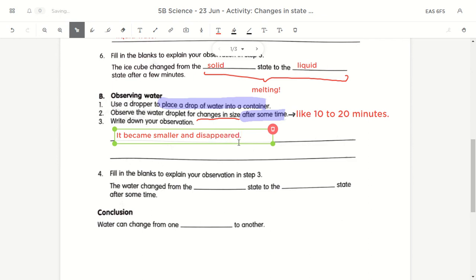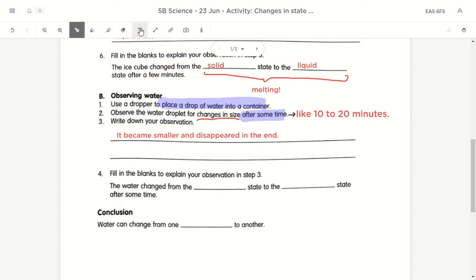Right, so it became smaller and disappeared in the end. Okay, for this part you don't have to do correction because you don't have the hard copy for this. This is just an activity to be done at home. So when you put a drop of water on the plate and after a while when you come back, you realize it becomes smaller, or maybe it completely disappeared into thin air.